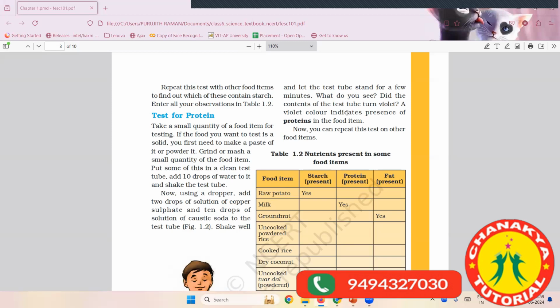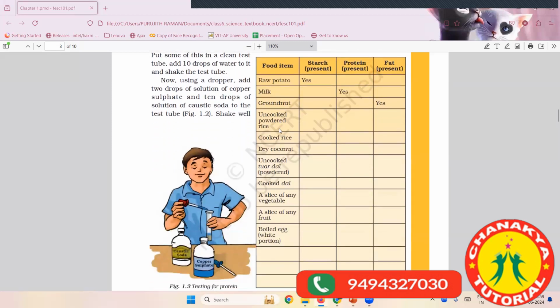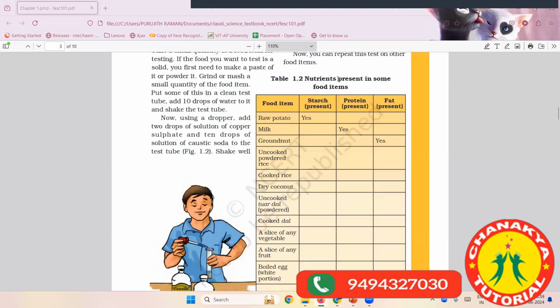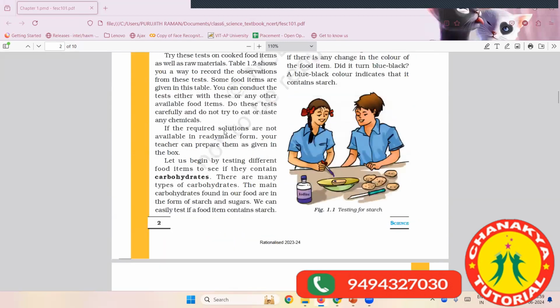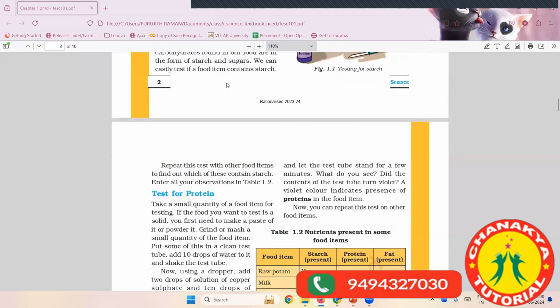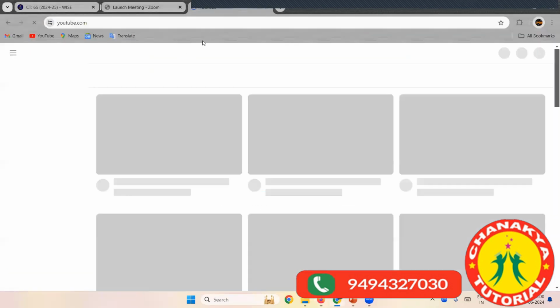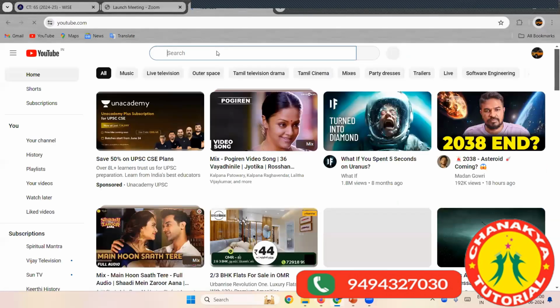The meaning is that it does not have protein. It does not have protein, that's all. Correct? Yes, ma'am. So see, this is a very interesting table of nutrients. So you understood the test for protein and the test for starch? Yes, ma'am. Now we'll see a video on that. We'll see the test for protein.